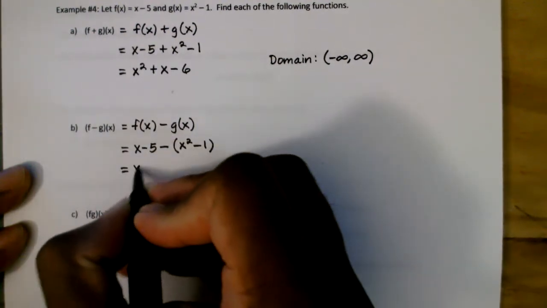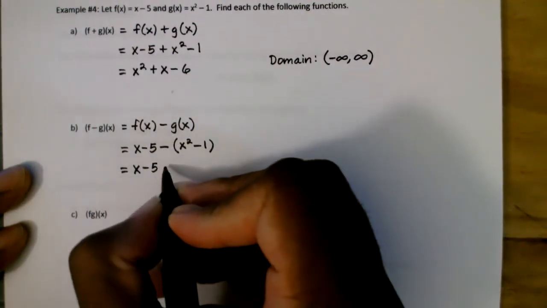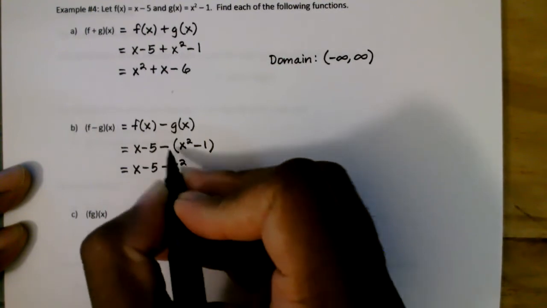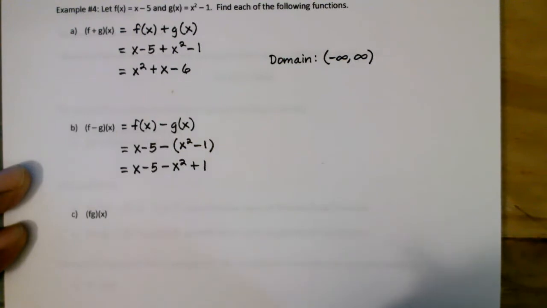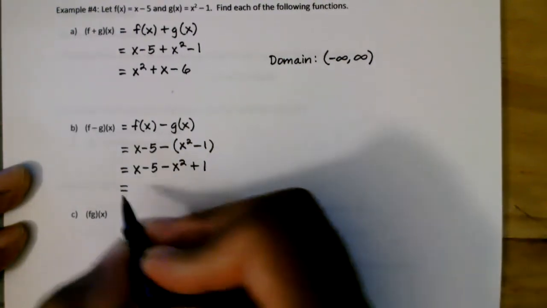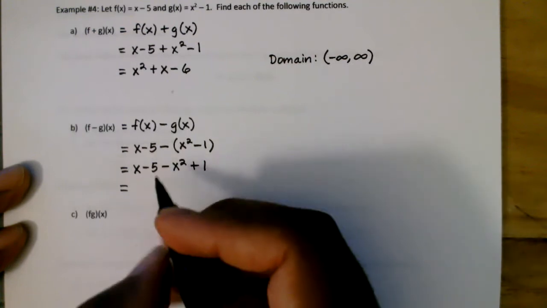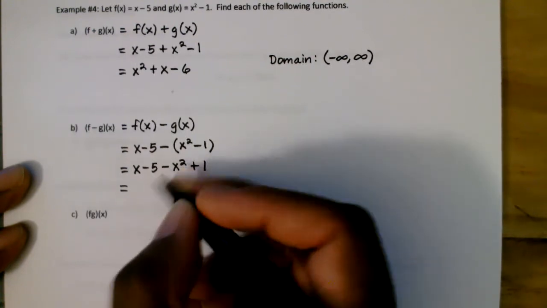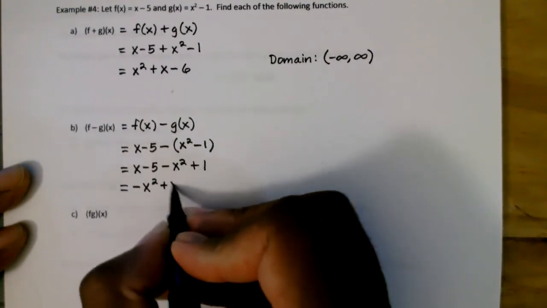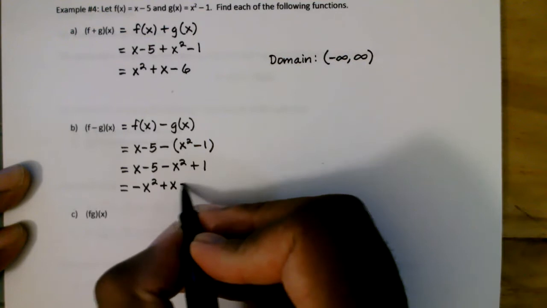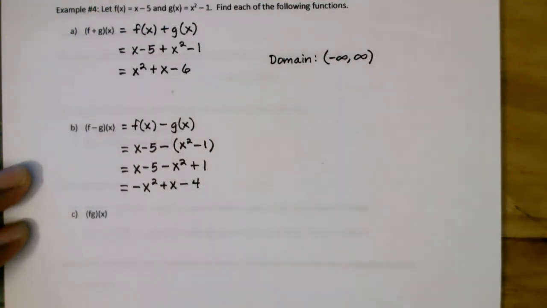And then this minus sign is going to change the sign at each and every term inside the parentheses here. So I'm going to bring down x minus 5. The minus sign makes the x squared minus x squared. The minus sign makes the minus 1 plus 1. Now, in this case here, the minus x squared, I'm going to put that first. And then that x, which is plus x, minus 5 plus 1 will be minus 4. And that's as far as I'm going to go with that.